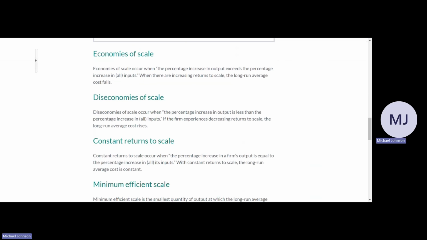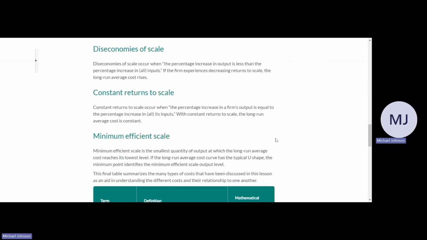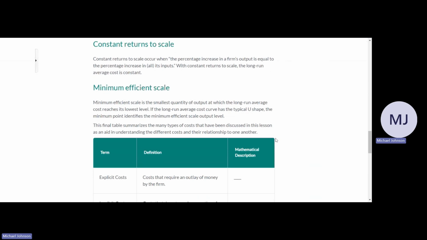Economies of scale occur when the percentage increase in output exceeds the percentage increase in all inputs. When there are increasing returns to scale, the long run average cost falls. Diseconomies of scale occur when the percentage increase in output is less than the percentage increase in all inputs. If the firm experiences decreasing returns to scale, the long run average cost rises. Constant returns to scale occur when the percentage increase in a firm's output is equal to the percentage increase in all its inputs. With constant returns to scale, the long run average cost is constant.